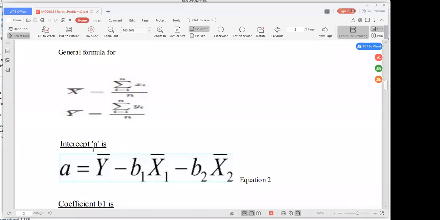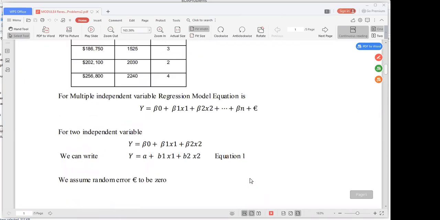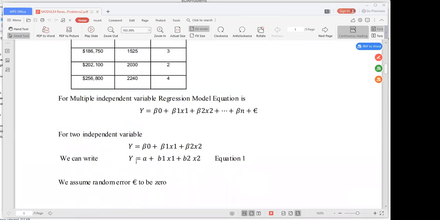Now to find the intercept a, we can write a is equal to y bar minus b1 x1 bar minus b2 x2 bar. Let us take this to be equation 2, and equation 1 is this one, the regression model equation. Here we have to find the value of a, the intercept, slope b1 and slope b2. If you know these and substitute any values of the independent variables, you can predict y. So our entire process is to find a, b1 and b2.